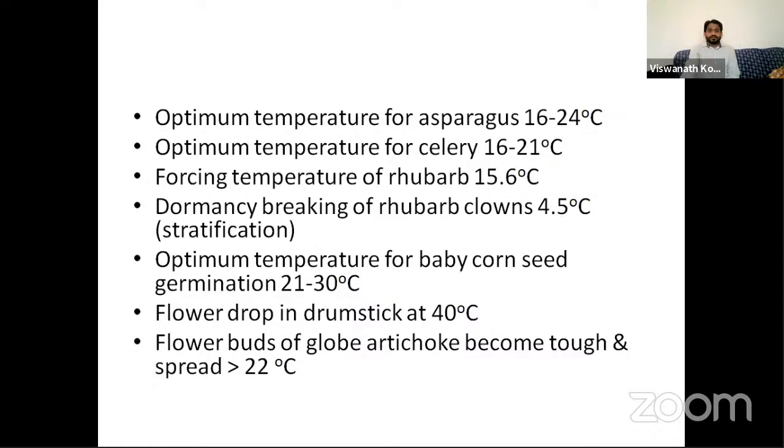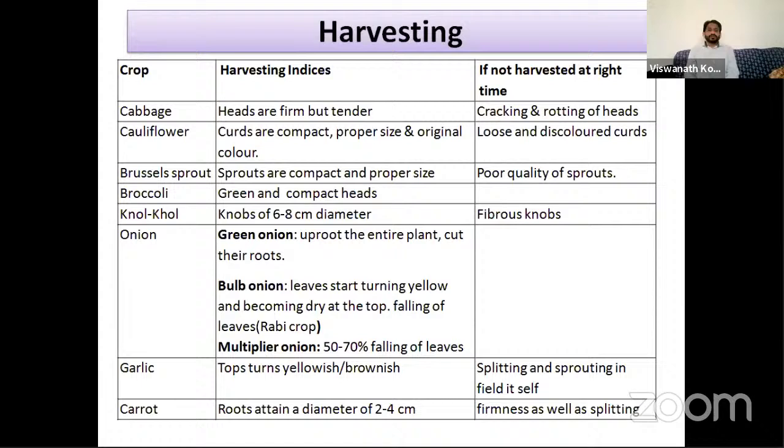And harvesting, what are the harvesting indices? The important harvesting indices are for onion. The neck fall stage, when the leaves start turning yellow, become dry and fall off, is an important harvesting index for rabi onion. Neck fall is the harvesting index of rabi onion. In case of kharif onion, there is no neck fall. Only rabi onion shows neck fall.